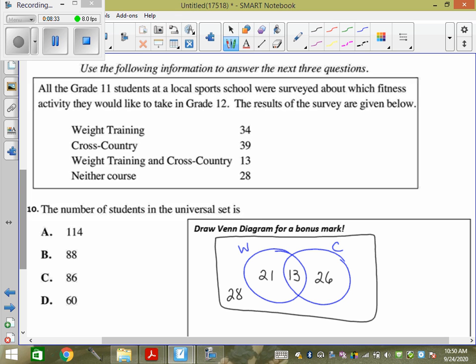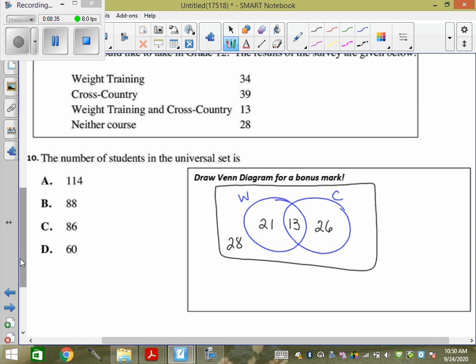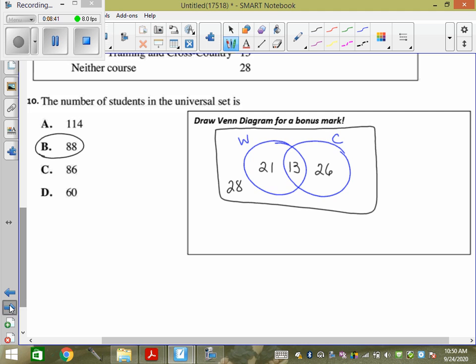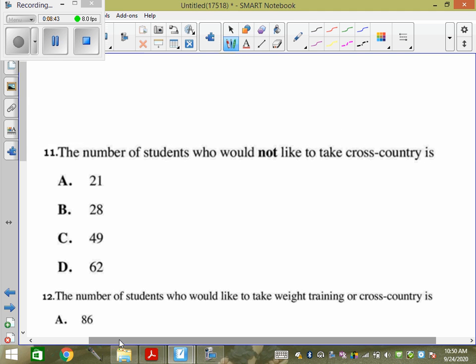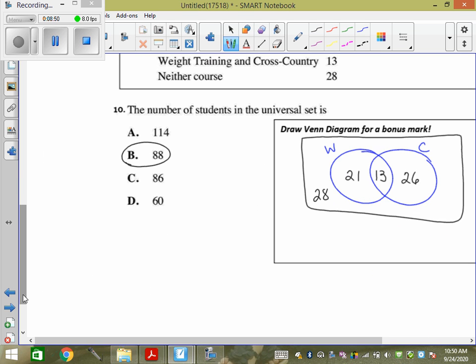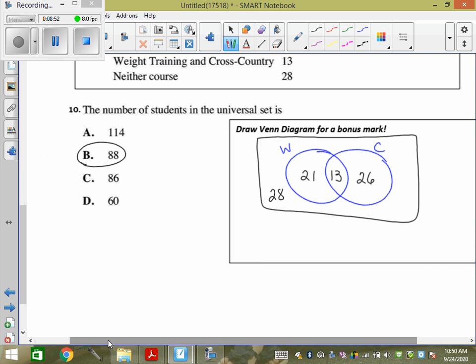So now the number of students in the universal set is how many? If you add them all up. Now we want the number of students who would not like to take cross country. So I take the cross country circle and I don't count them. I count the other 2 that aren't in it. So 28 and 21, which is 49.